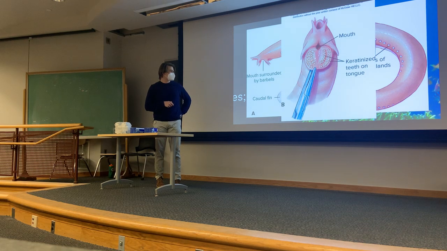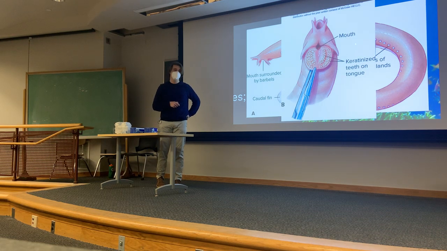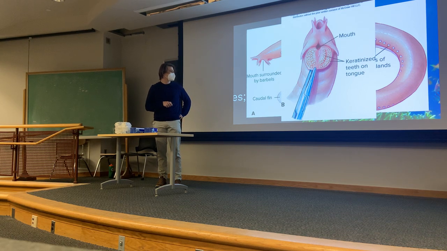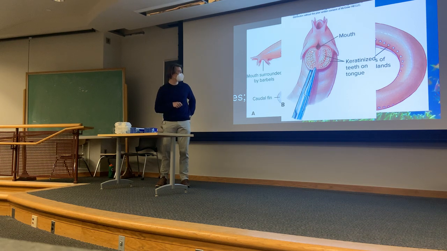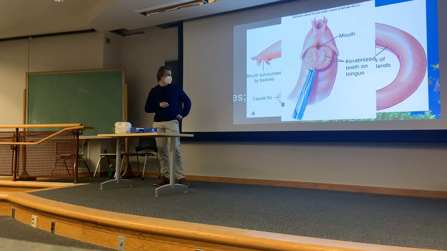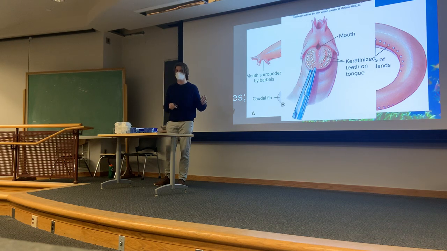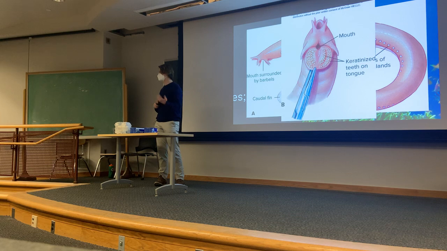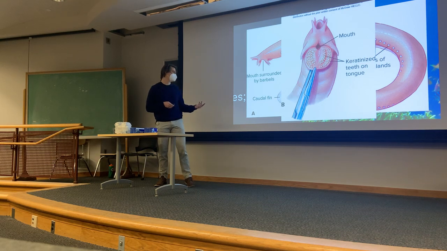Yeah, they're scavengers, and as such, they don't have jaws. They just kind of have this strange-looking tongue with teeth. I'm using the image from the textbook here because the actual thing is kind of terrifying, and I don't want to scare you guys, honestly. But yeah, these sharp teeth on this tongue rip and scrape off the flesh of the organisms that they're scavenging off of.